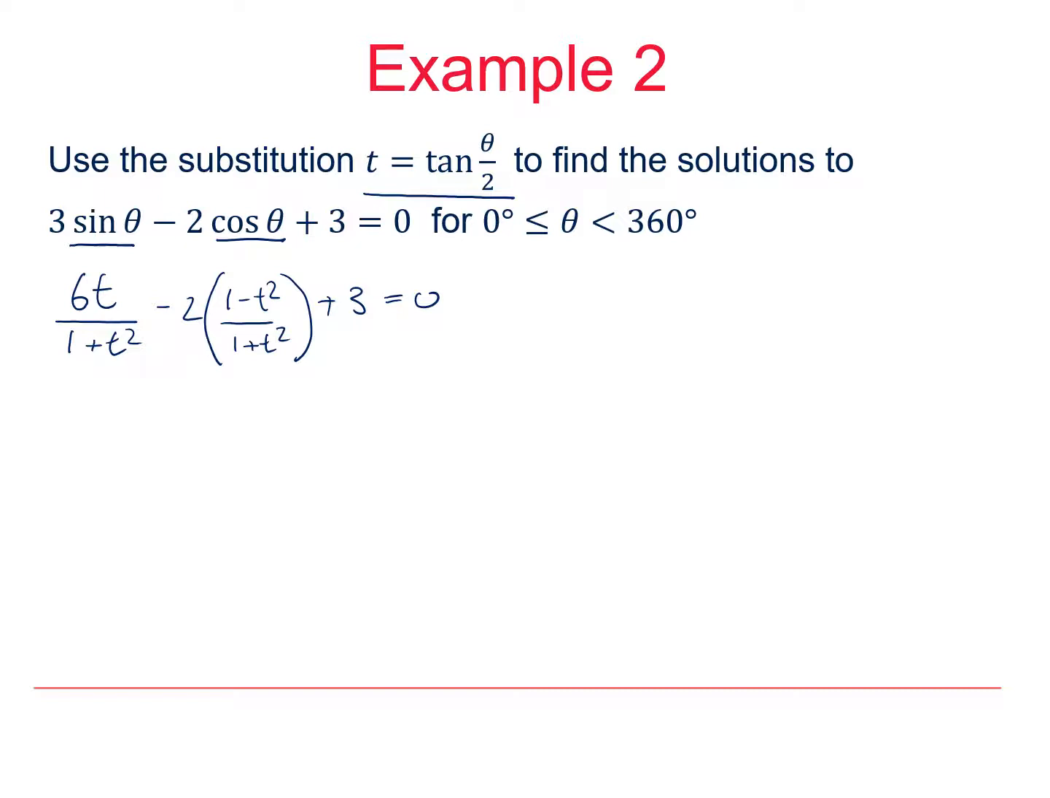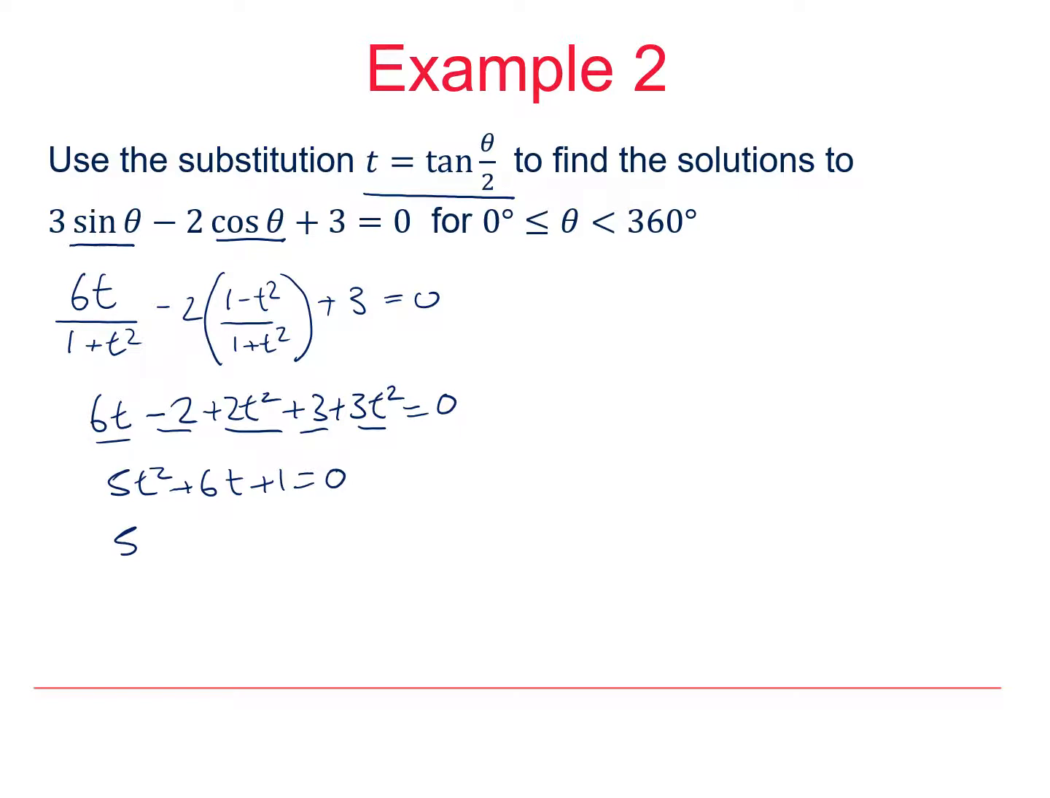Multiplying up by 1 plus t squared to remove the awkward denominator will give me 6t minus 2 times 1, that's minus 2, minus 2 times negative t squared, that's plus 2t squared. Not forgetting to multiply the 3 by 1 plus t squared, that gives me 3 plus 3t squared. Collecting terms, we've got 5t squared, just the 6t, and negative 2 and a positive 3, that's plus 1 equals 0.